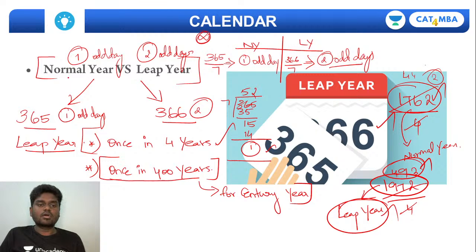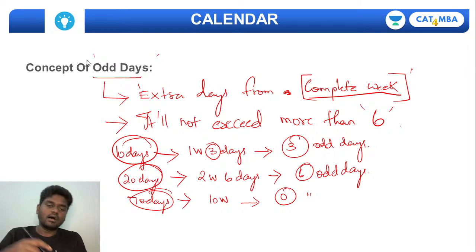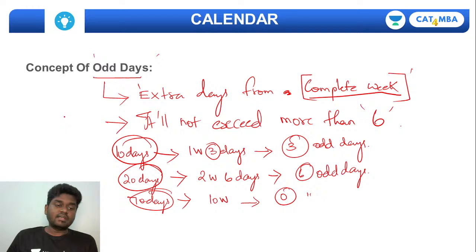If you're really clear with the concept of odd days for a normal year and a leap year, then let me take you to some of the other important concepts. Let's say for 1 year, that is for a normal year, I'll be having 1 odd day. For a leap year, I'll be having 2 odd days. But if I take you to, let's say, 100 years put together, now listen very carefully.